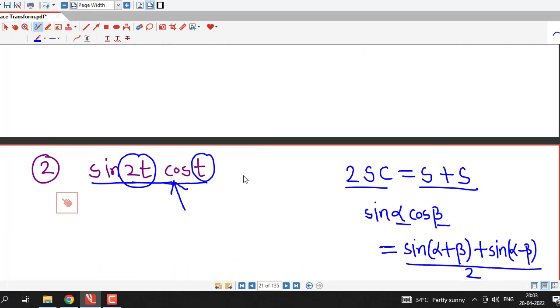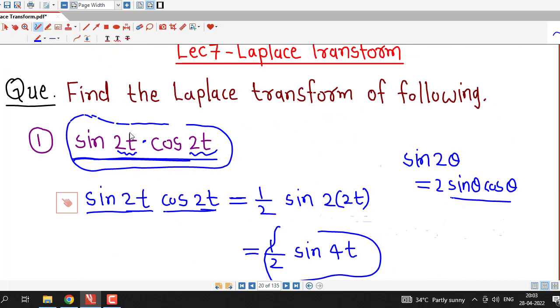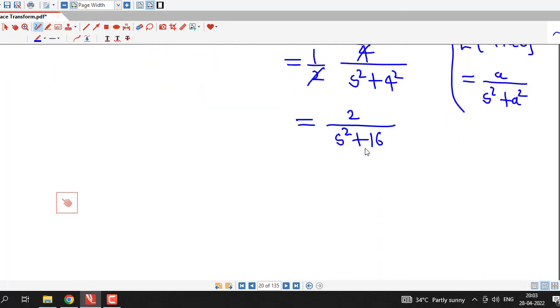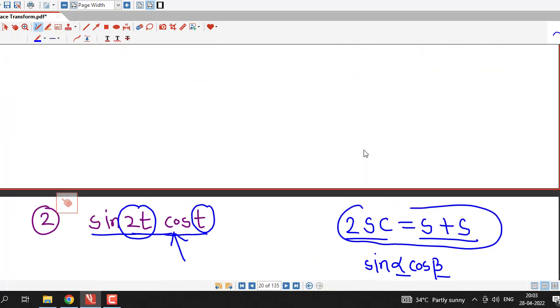Here angles are different, therefore we are using this formula: 2 sin alpha cos beta equals sin of alpha plus beta plus sin of alpha minus beta. In this case the angles were the same, the angle is 2t, therefore we could not use this formula directly. So be careful, you have to check whether the angles are same or different.